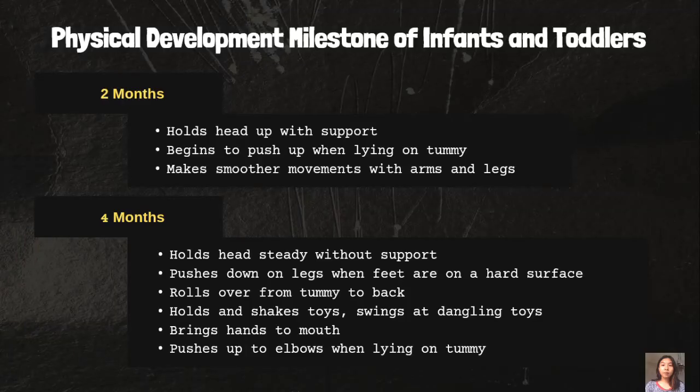The following are examples of physical development milestones of infants and toddlers. In the first 2 months, infants are able to hold their heads up with support, begin to push up when lying on tummy, and make smoother movements with arms and legs. By 4 months, they can hold their heads steady without support, push down on legs when feet are on a hard surface, roll over from tummy to back, and hold and shake toys.